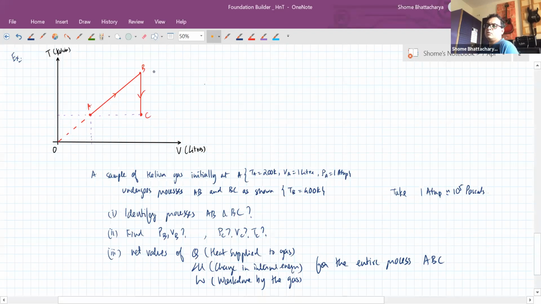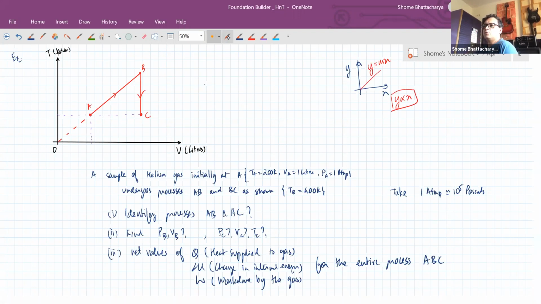You can identify the process AB quite easily because it's a straight line passing through the origin. So it means this what kind of relationship? When we have a straight line passing through the origin like this, the equation is like this, y is equal to mx. So y is proportional to x. So use that property over here to understand what type of process the process AB is.